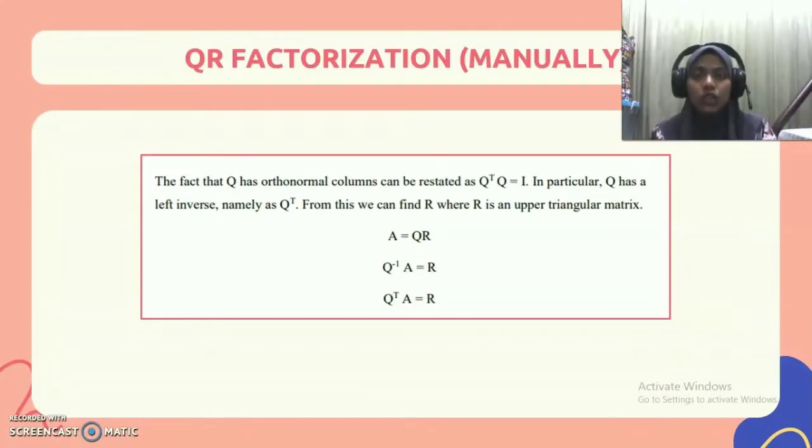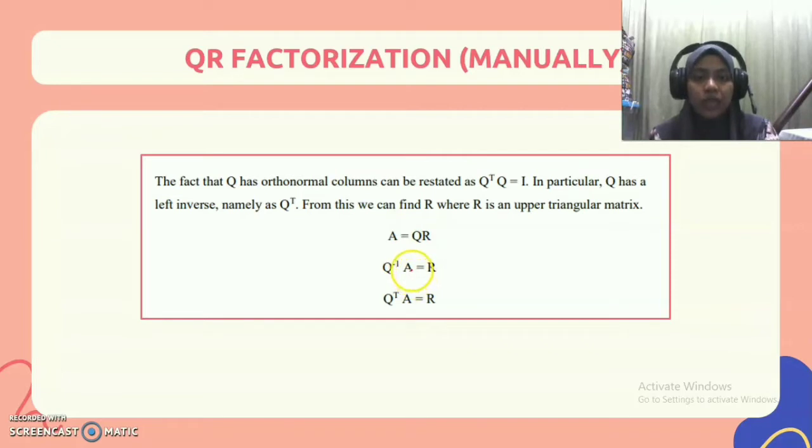So I'm going to continue from the previous slide presented by my friend. The fact that Q has orthogonal columns can be stated as Q transpose times Q equals the identity matrix. So in particular, Q has a left inverse, which is Q transpose. From this, we can find R, where R is an invertible upper triangular matrix. So A can be factorized as A equals QR, where Q has orthogonal columns and R is the invertible upper triangular matrix.